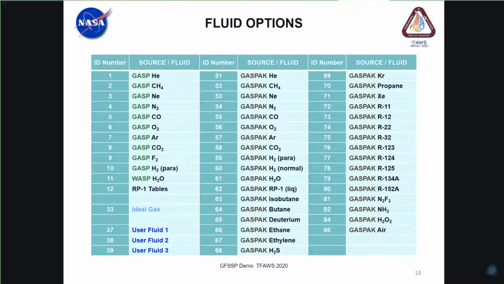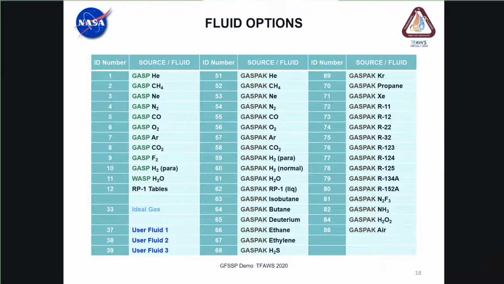Our fluid options: most of the time we use the GASP-WASP library. GASP and WASP were developed at NASA Glenn back in the 1970s. These codes are very fast and very forgiving, and they contain the fluids most commonly used in propulsion, like helium, methane, nitrogen, oxygen, and parahydrogen, as well as water. Water is often used in testing anyway. We have RP1 interpolation tables. You can model an ideal gas where you give the R value.